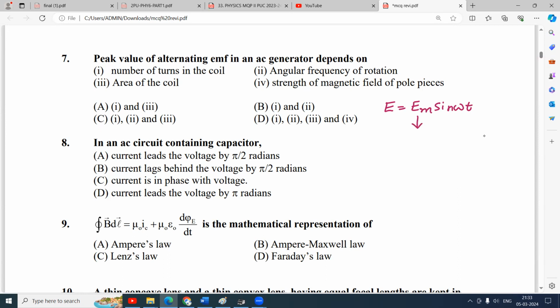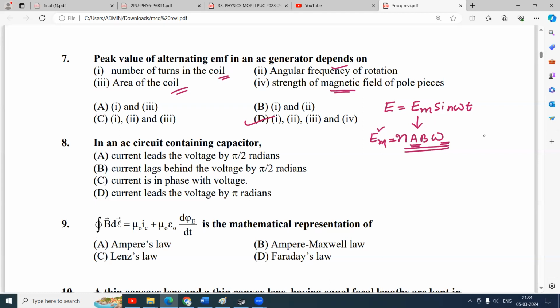And actually, this EM is NAB omega. The peak value of EMF is the combination of all these constants. For every cycle, peak value is the same. So if the number of turns changes, then the peak value of EMF will change. If the area of the coil changes, the peak value of EMF will change. So magnetic field, and the rotational velocity, that is angular frequency, angular velocity, all these will control the peak value of EMF. So option D. The number of turns in the coil, angular frequency of rotation, area of the coil, strength of the magnetic field between the pole pieces, all of them will decide what is the peak value.